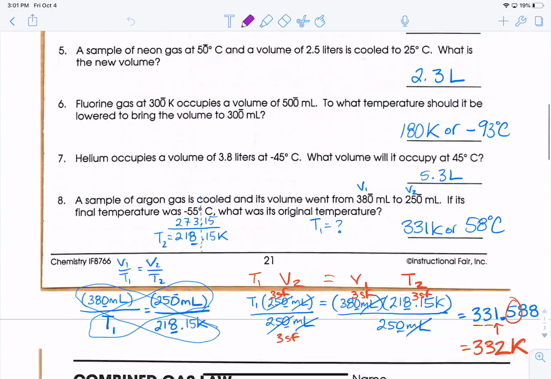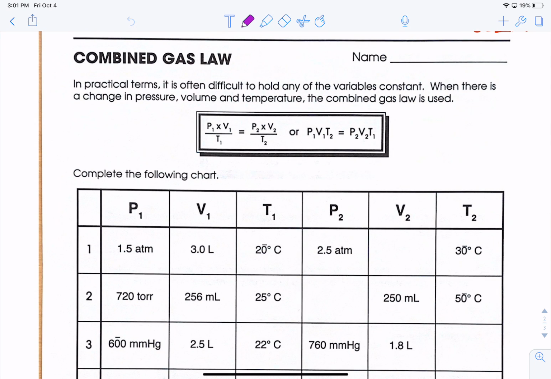There we go. All right. Combined gas law. I'd also like you to get out a piece of paper as well. So you're going to have your homework out, your notes out, and a piece of binder paper out. You should have 3 pieces of paper on your desk, right here. Phones are put away.